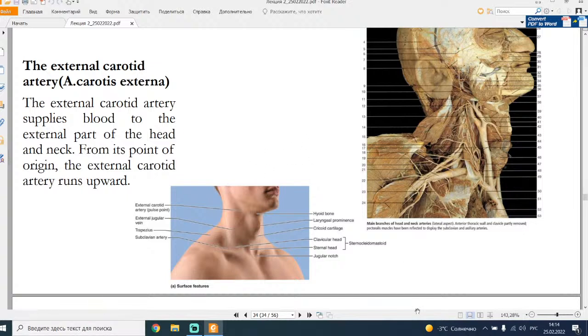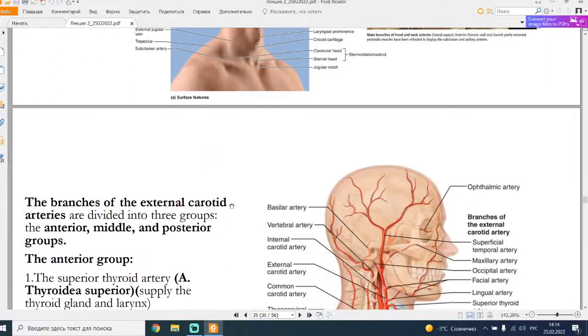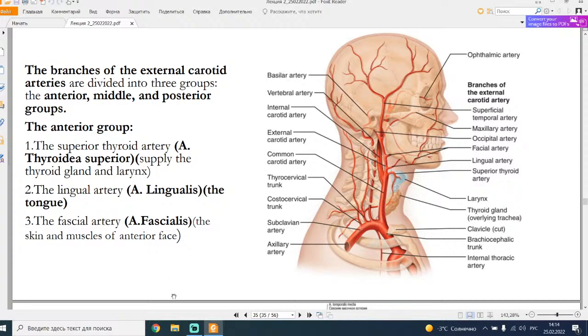The external carotid artery supplies blood to the external part of the head and the neck. From its point of origin, the external carotid artery runs upward. The branches of the external carotid artery are divided into three groups: anterior, middle, and posterior group.